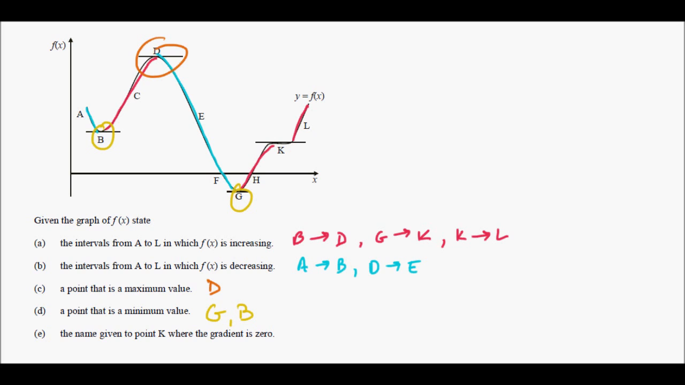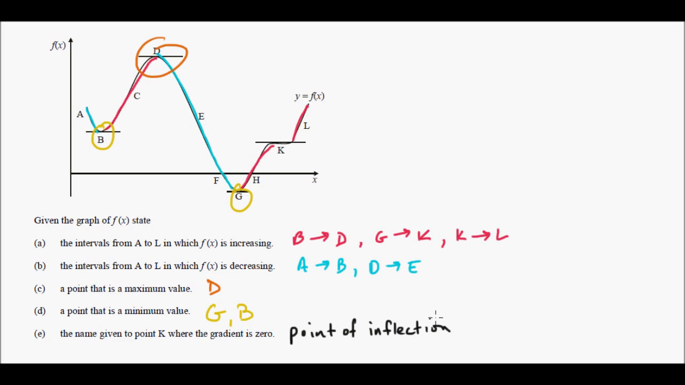And then finally, the name given to point K where the gradient is 0. When you have a function that's going positive like this, and then it hits 0, and then it keeps going positive, it's called a point of inflection. This is the only time I've ever seen this, so I don't know how much you have to know that, but that's what it's called.